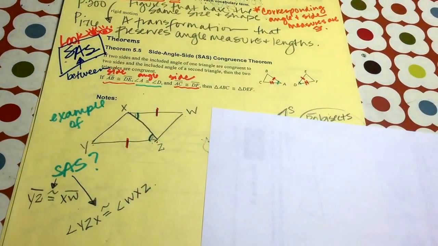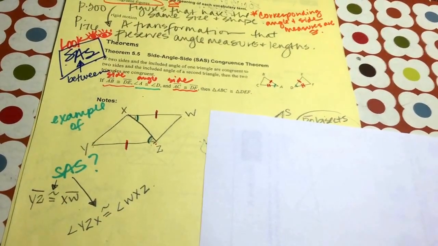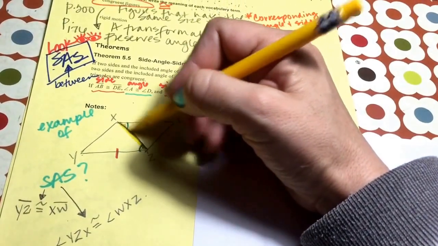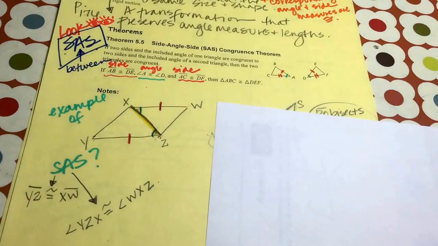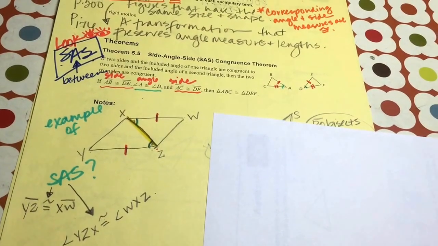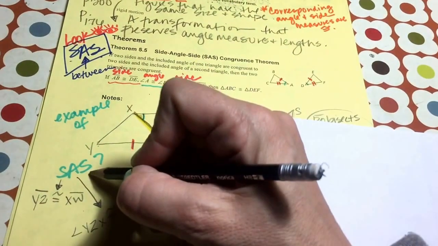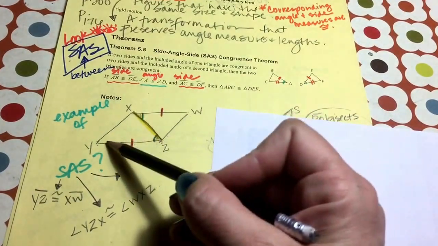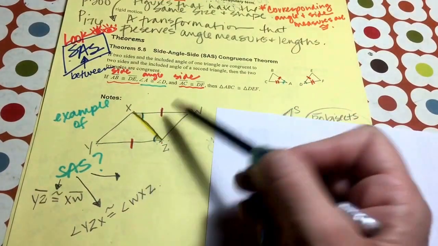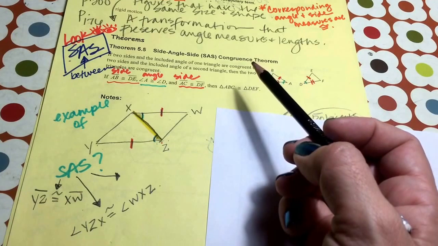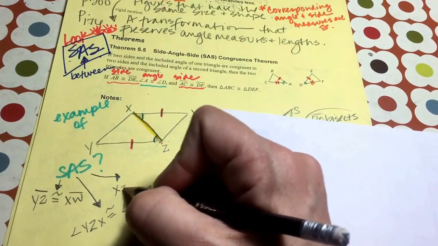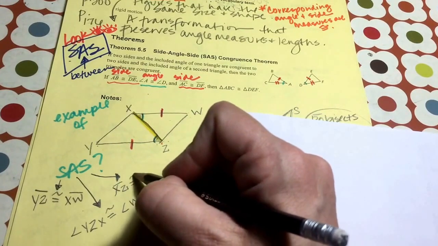Now I want to remind you about something. Hopefully you've had enough time to get that information down. This side is shared here. XZ is shared on both of the triangles that I see. I talked about how there's a parallelogram. Then when I cut it, I turn that parallelogram into 2 triangles. So this side length, XZ, I'm going to assume it's congruent.